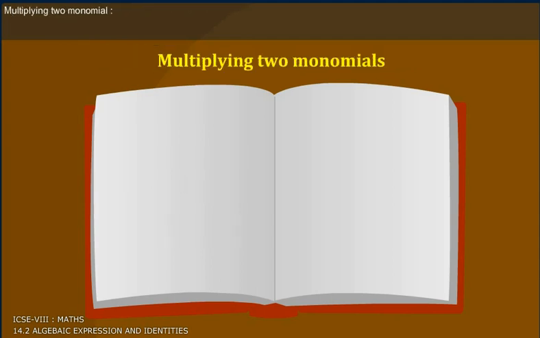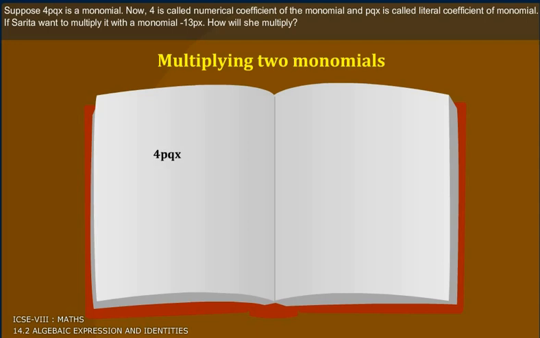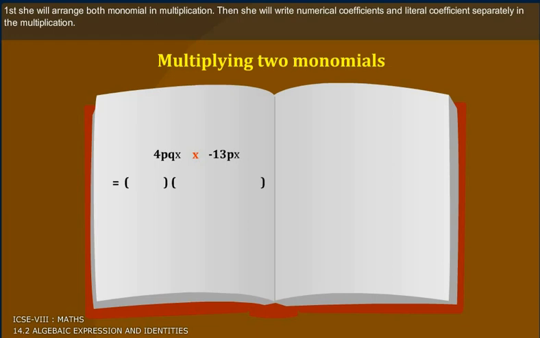Multiplying two monomials. Suppose 4pqx is a monomial. Now, 4 is called the numerical coefficient of the monomial and pqx is called the literal coefficient of the monomial. If Sarita wants to multiply it with a monomial minus 13px, how will she multiply? First, she will arrange both monomials in multiplication. Then she will write numerical coefficients and literal coefficients separately in the multiplication.